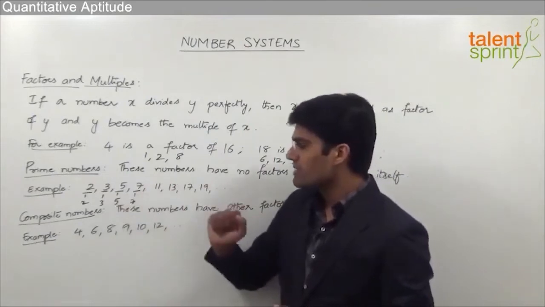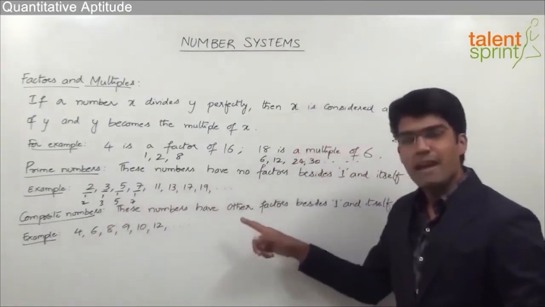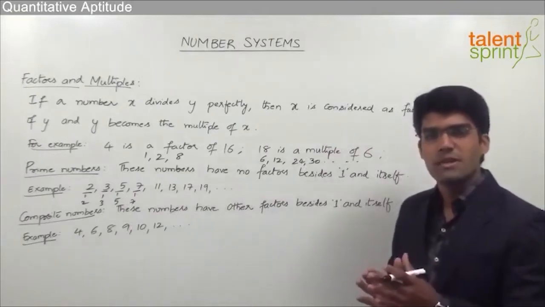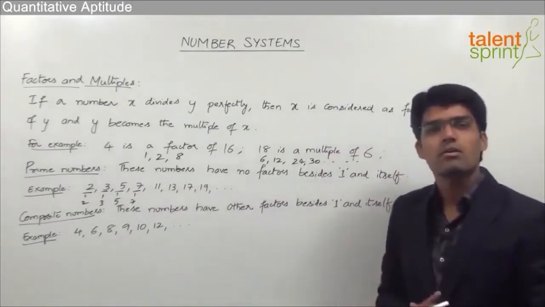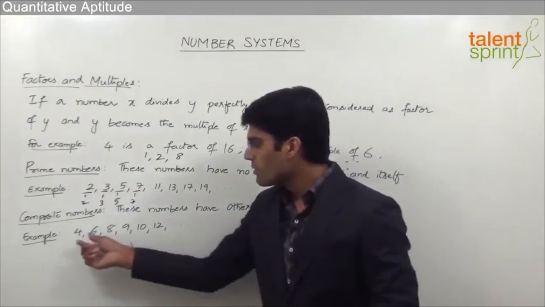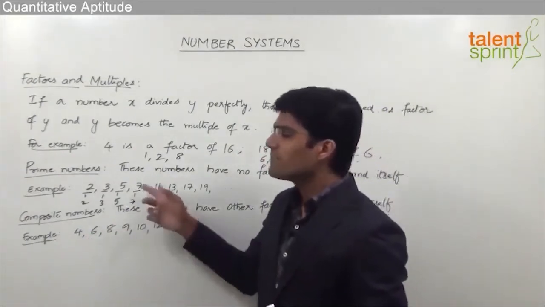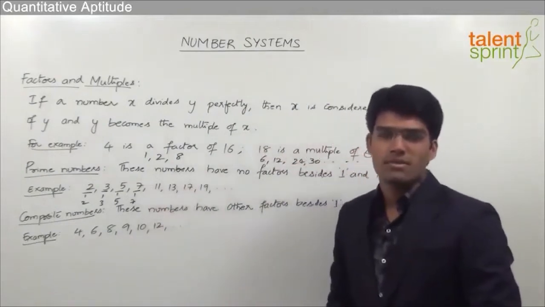Next comes composite numbers. Composite numbers are the numbers that have other factors besides 1 and itself. So the numbers which have more than two factors are called composite numbers. For example, 4, 6, 8, 9, 10, 12. So we can say that all the numbers other than prime numbers can be taken as composite numbers.